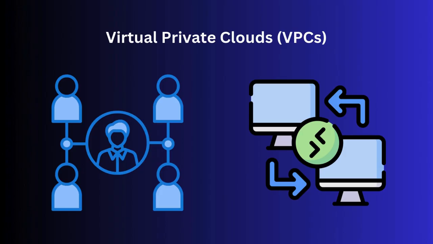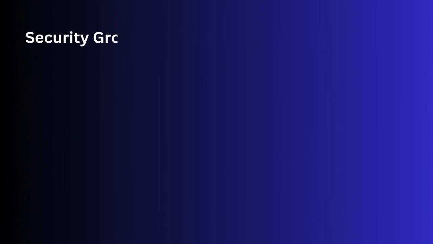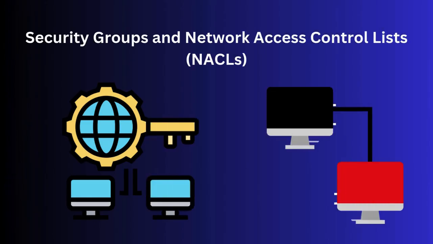Key features: IP address management. You can define IP address ranges, CIDR blocks for your VPC, and allocate subnets within that range. Routing. You control the routing of traffic between subnets and to the internet. Security groups and network access control lists. These are used to define inbound and outbound traffic rules for resources within the VPC.